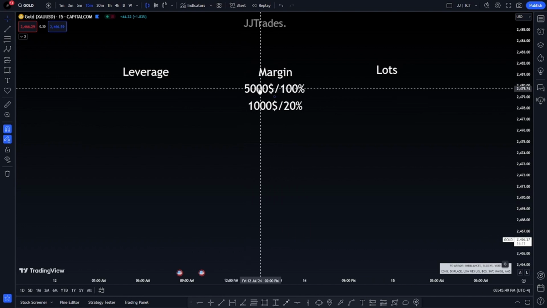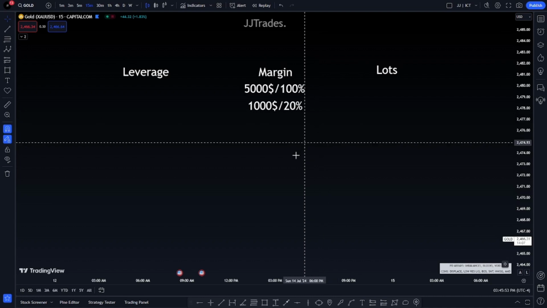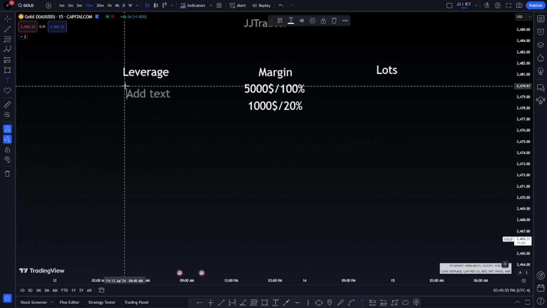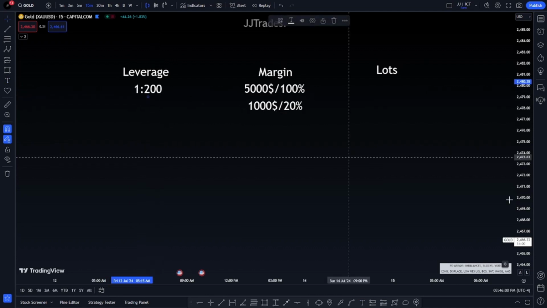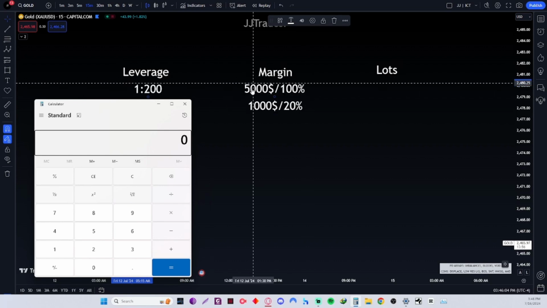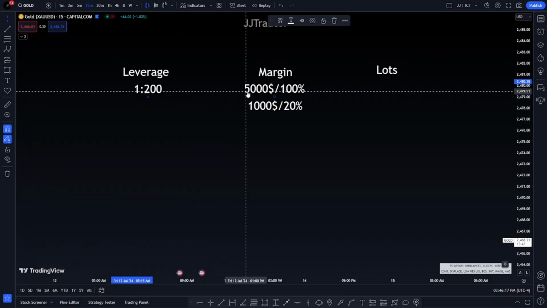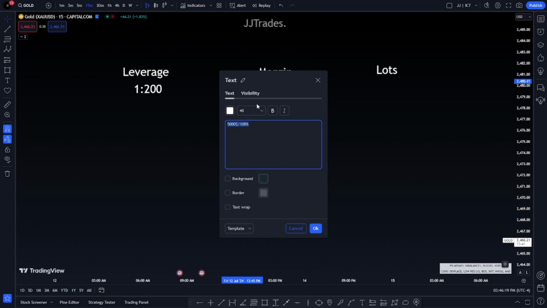Now, the 5,000 we put in, we haven't even used leverage to multiply this 5,000. So let's say the leverage, again, was 1 to 200. If we pull up the calculator once again, we can calculate this ourselves. 5,000 times 200, we have $1 million worth of margin. Got it? Or $1 million worth of buying power.